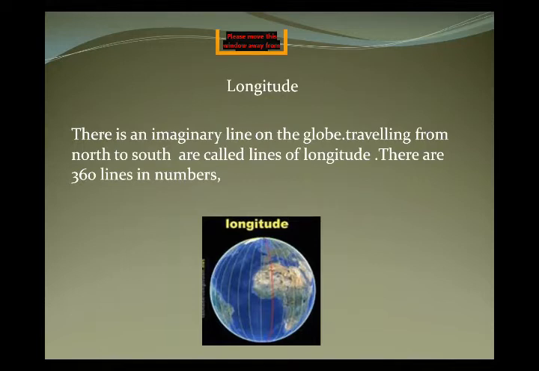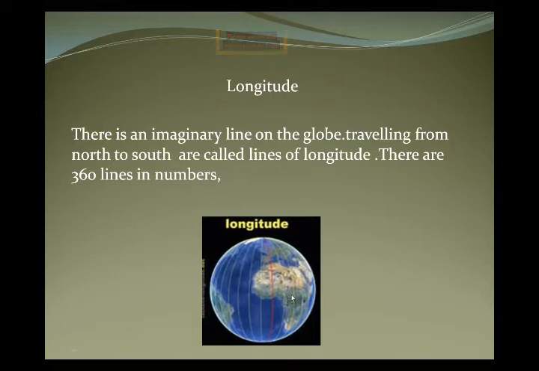Students, the longitude lines are imaginary lines that are traveling from north to south. Longitude lines are vertical lines. Keep this in your mind: longitude lines are vertical lines and 360 in number on the globe. The lines of longitude are also called meridians, and latitude lines that go east to west are called parallels. Do you know the meaning of parallels? The meaning of parallels is running side by side.